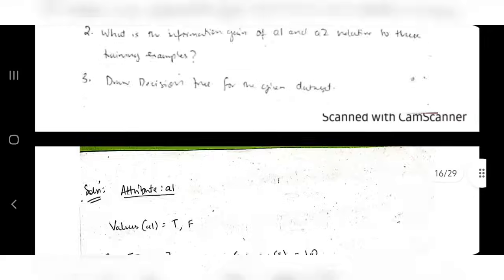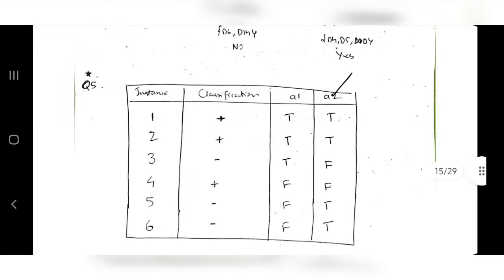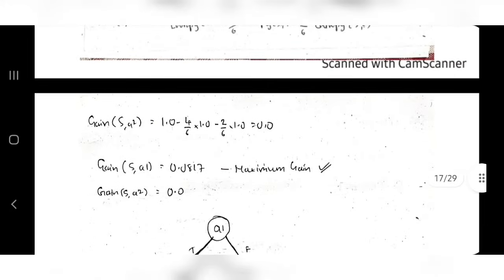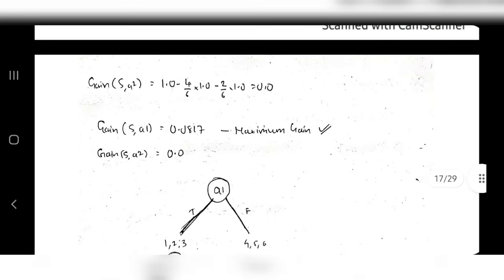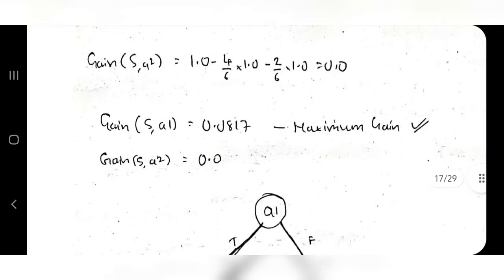Then you have to consider the second column, a2. When you consider a2, at that time also you'll be getting some similar values. Those values you have to substitute and find out the answer for gain. After you have written that, note down both the gains and let's see who fails and who passes. If you write those two values together, what you will be observing is s of a1 will have 0.0817, slightly more than s of a2, which is 0.0.